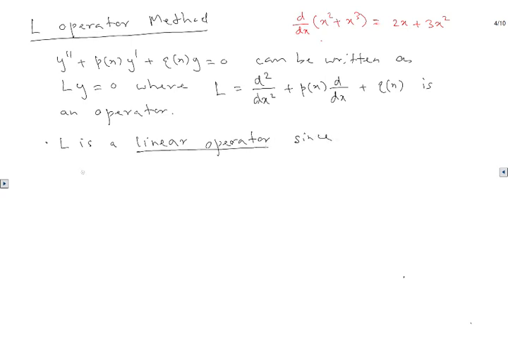L is a linear operator since, for the first condition, if L operates on two functions y1 and y2, you can write this as L operating on the first one plus L operating on the second one. That's the first condition of a linear operator. The second condition is that if you have a constant C times a function, you can simply pull the constant out. So the first condition says an operator on a sum is the sum of the operators, and the second says you can pull the constant out. If an operator satisfies these two conditions, we call it a linear operator.